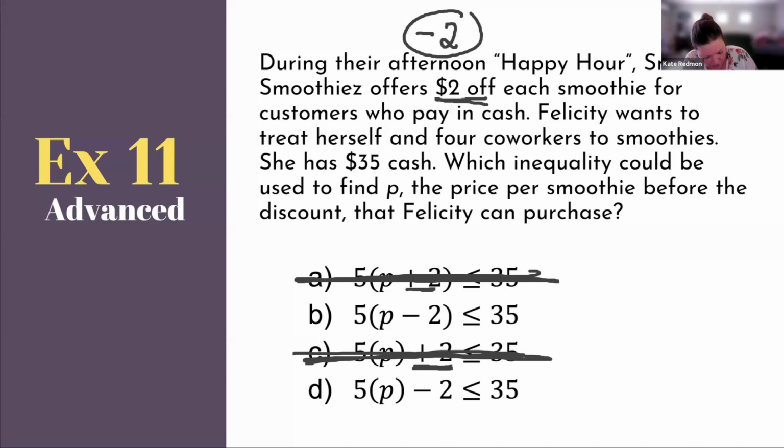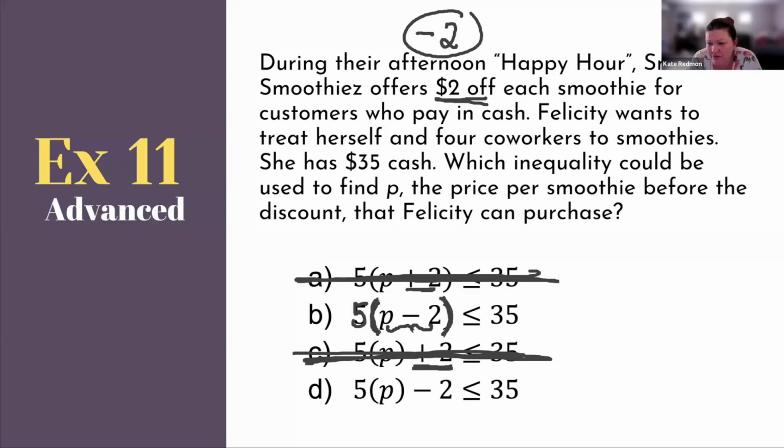So again, I'm speaking in my language, not your language. So let me show why that says that. This says take $2 off the cost of a smoothie, and then take that answer, that price you got, and we're going to pay that 5 times. Oh, okay. I would have chosen D, but okay.